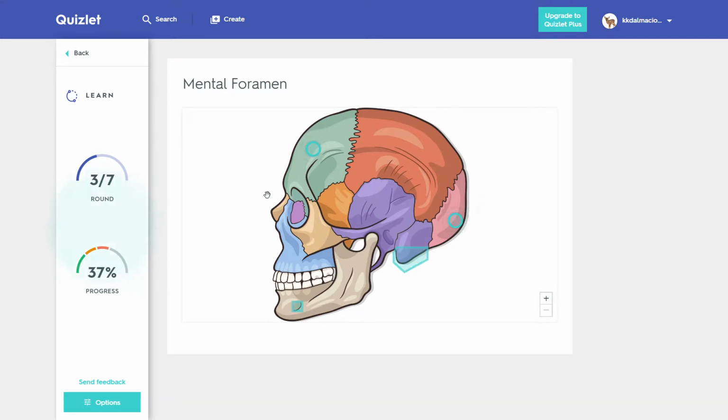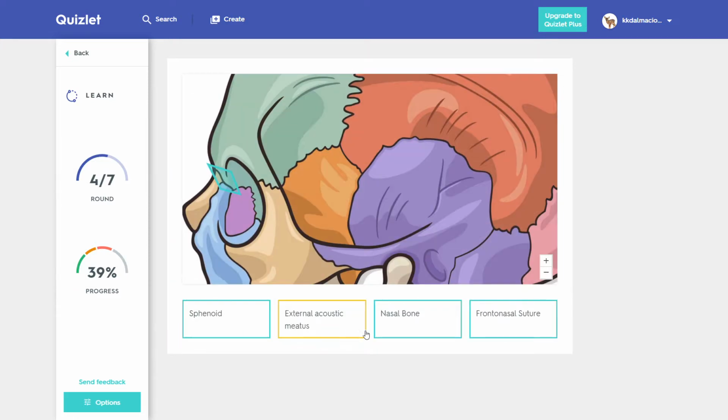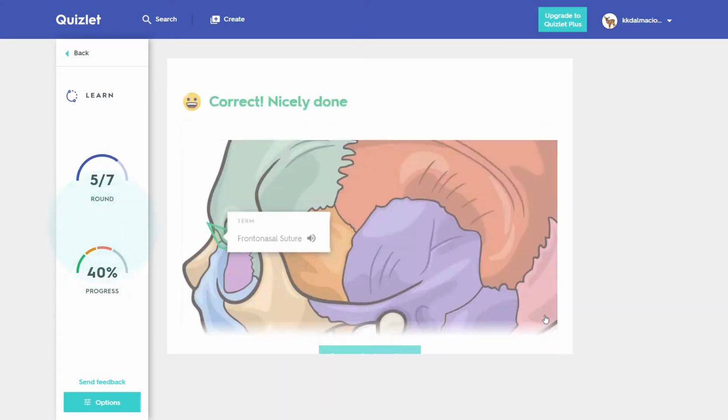Your mental foramen. Okay, when you think of a foramen, you think of a hole, or an opening, or a hollow opening. When you think of mental, you think of chin. So, going to call it that looks like a hole or a hollow opening, so that's probably your mental foramen. Great, nicely done. Oh, this again. Frontonasal suture. Yep.